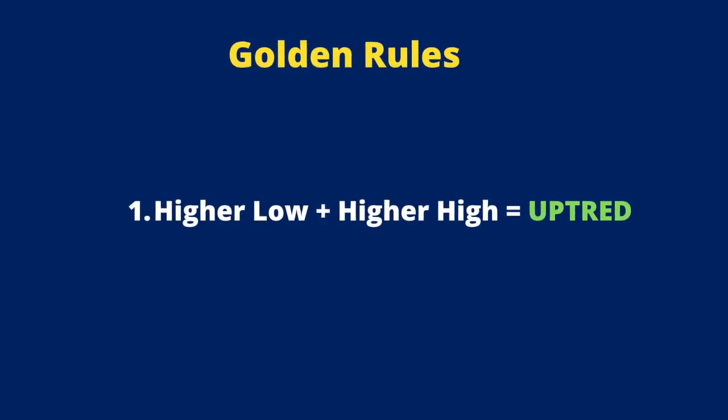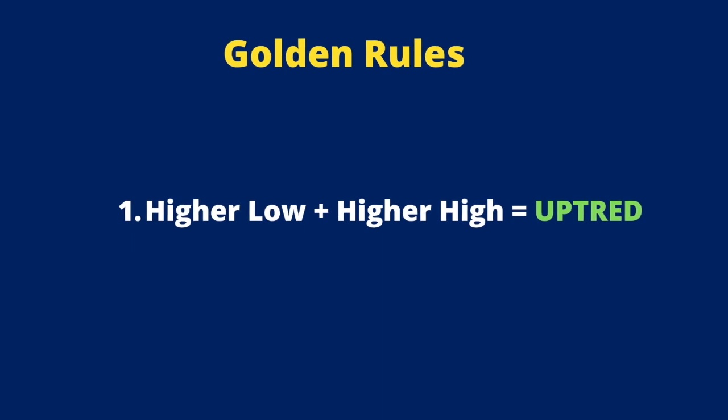Okay, let's start off with rule number 1. Higher low plus higher high is equal to uptrend. Let us say the market opened today at $10. We will call this low. Now let's say the stock reached $35. We will call it high.